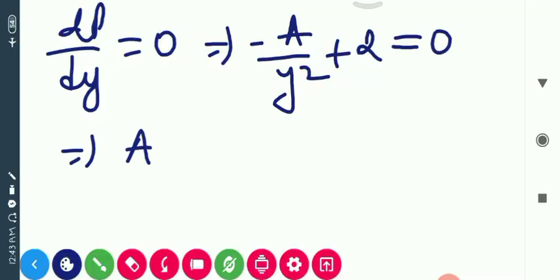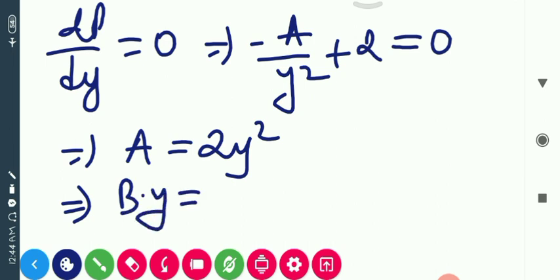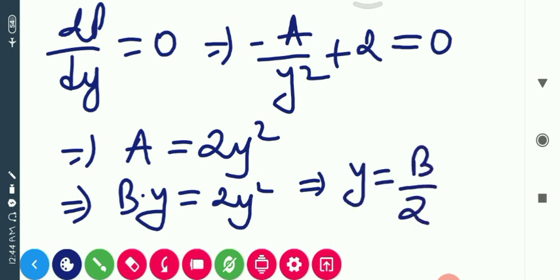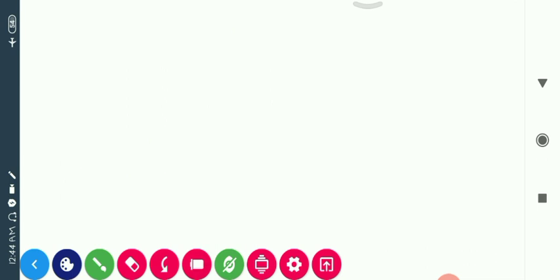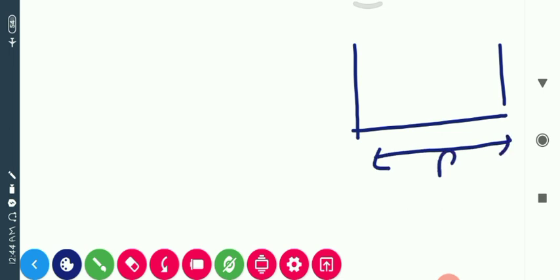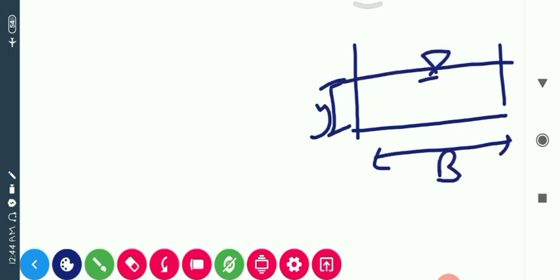Okay, this gives A equal to 2Y square. Putting the value of A as B into Y equal to 2Y square. So one Y gets cancelled, and then Y comes out to be B by 2. So this is the first condition for which our rectangular section is most economical. So what do we conclude from this? Y equal to B by 2 means, this was B and this was Y. So the depth of the flow, this Y, should be half of the width of the section.